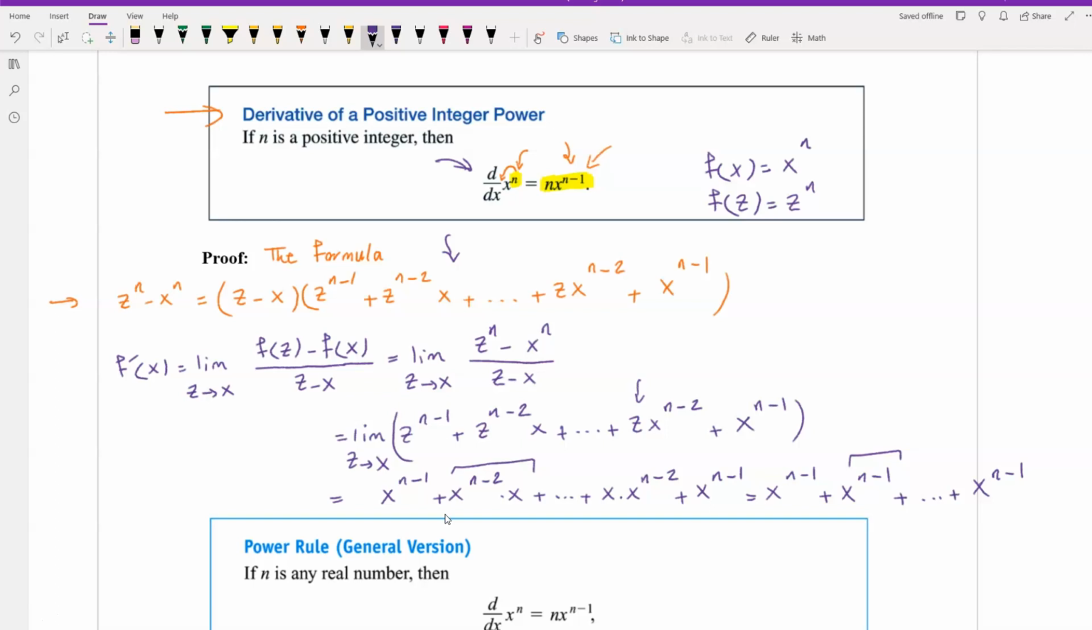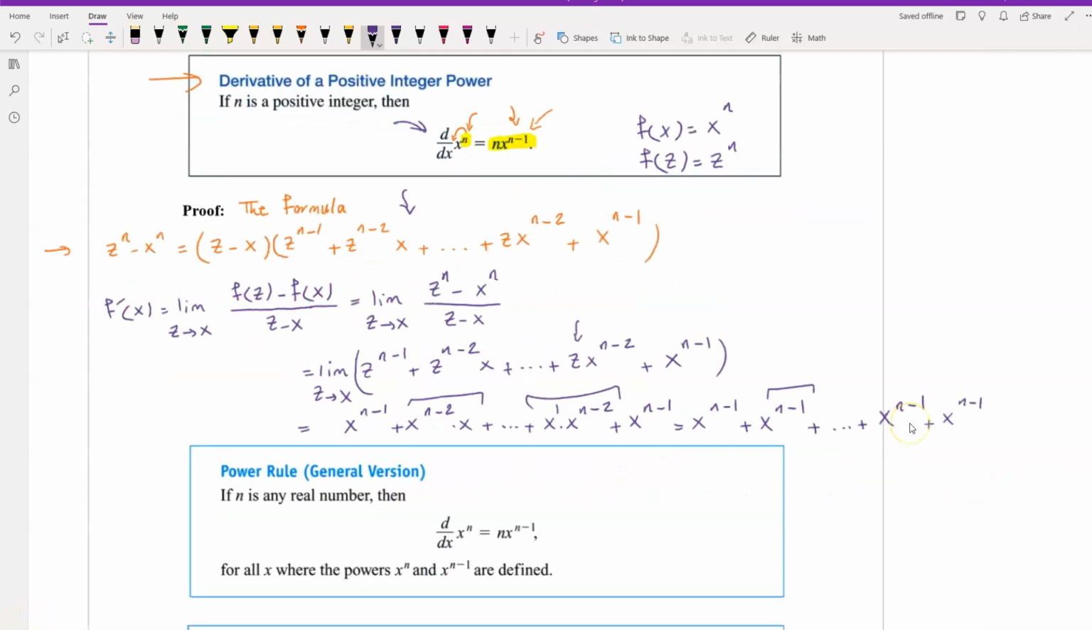And then here we have plus 3 dots plus, on this part again, the power is 1, so 1 plus n minus 2, that is n minus 1. And then writing the last part, again we have x to the power n minus 1. So how many times is this part repeated? That is n times.